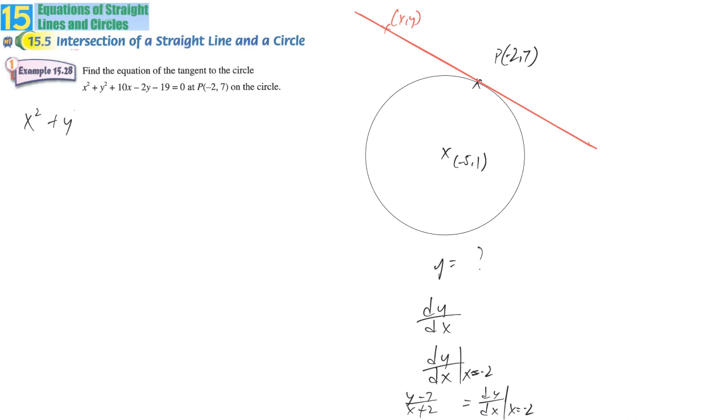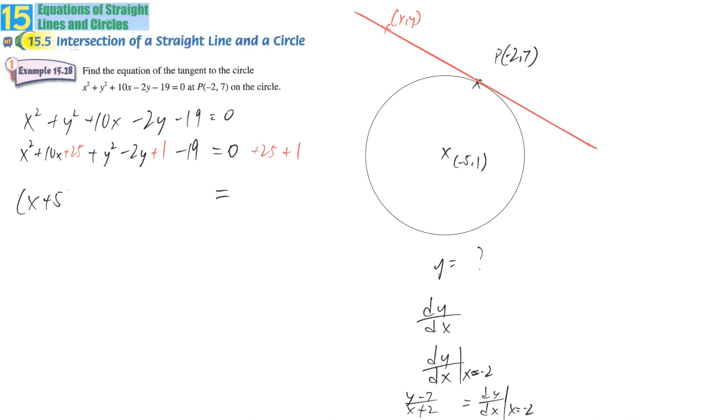So x squared plus y squared plus 10x minus 2y minus 19 equals 0. We change it to standard form so it may make the calculation a little bit easier. This is 2 times 5, so what we need is 5 squared, plus 25 on both sides. This is minus 2 times 1, so what I need is plus 1. That's why I add plus 1 on both sides. Then we have (x plus 5) squared plus (y minus 1) squared is equal to 25 plus 1 plus 19.